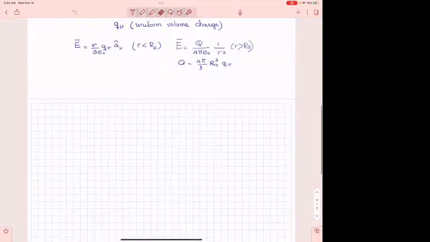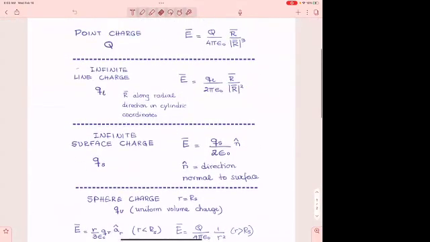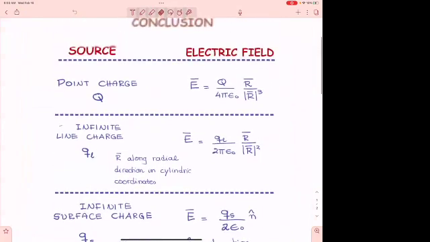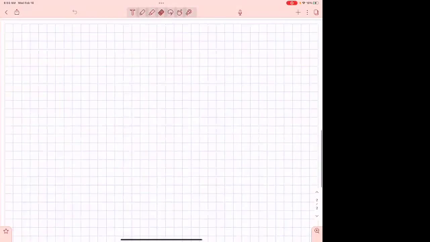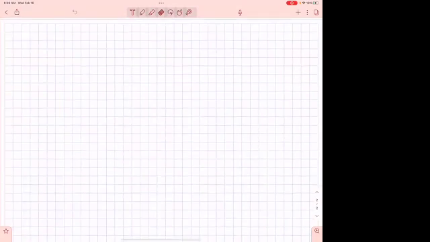Okay, this is the summary that I would like you to remember. So, point charge. This is a quick summary of things that we have seen. You have a point charge Q. How does the electric field go away from the charge? In fact, what is the expression for the electric field?